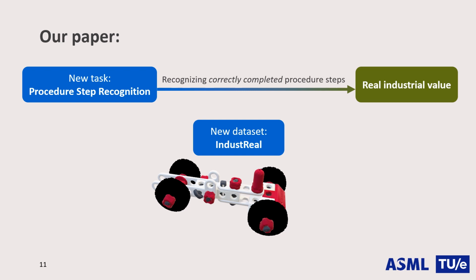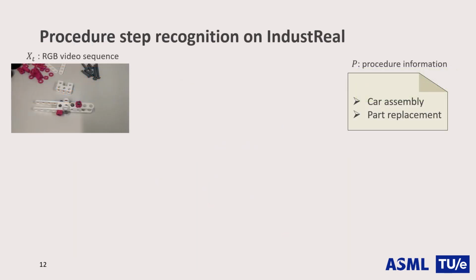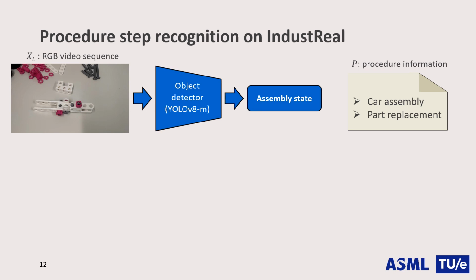So far, we have defined our new task, procedure step recognition, which focuses on recognizing correctly completed procedure steps, and we've presented a new dataset, IndustReal. So now let's combine the two by performing procedure step recognition on the new IndustReal dataset. As input, we take RGB video sequences and procedural information. From the video sequences, we train an object detector to perform state detection. This state detection is fed into our baseline 1, so B1.